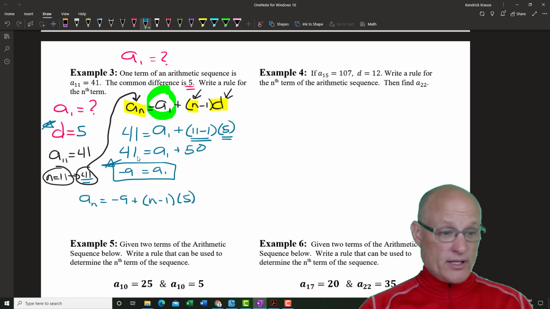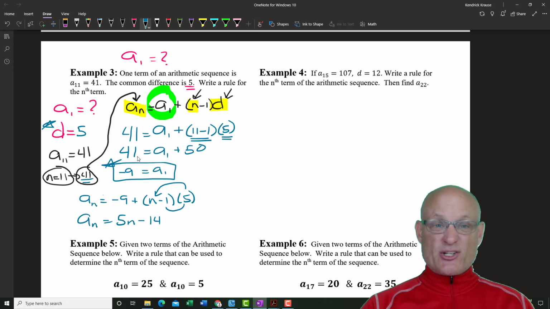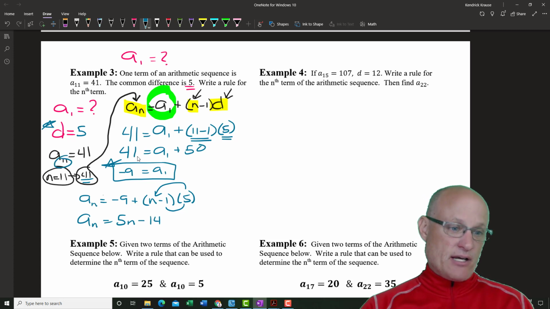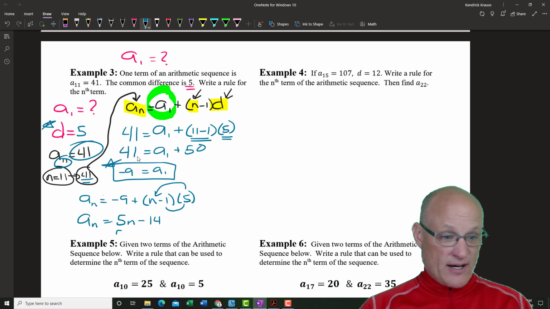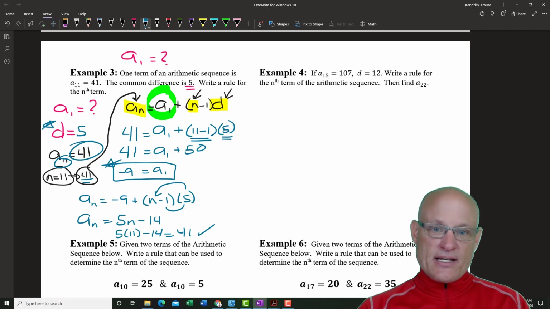Now we'll just clean it up real quick. This is 5n. Now this is minus 5 and minus 9, so that's minus 14. Now I'm just going to check it real quick. I want to plug in 11 and verify I get 41. So 5 times 11, that's 55, minus 14, that would be 41. So we're good. All right. Let's do this. We've got the 15th term, and we've got our d, but we don't have a sub 1. So we're looking for a sub 1 again.